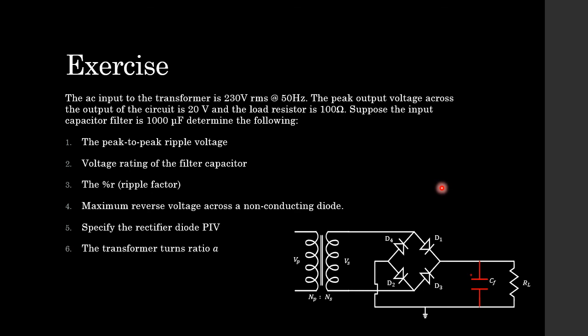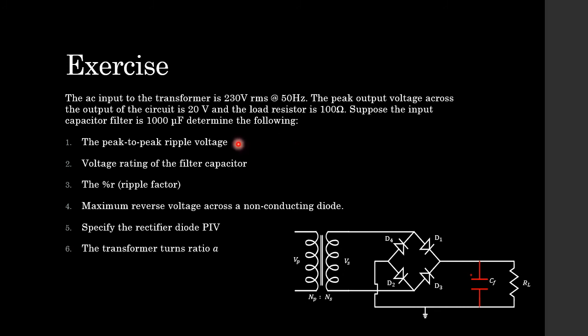And now, students, finally for this lecture, we're going to do a quick exercise. The AC input to a transformer is 230 volts RMS at 50 Hertz. The peak output voltage across the output of the circuit is 20 volts, and the load resistor is 100 ohms. Suppose the input capacitor filter is 1000 microfarads, and determine the following. So here we have our circuit. At least they didn't ask us to draw the circuit, thank God.